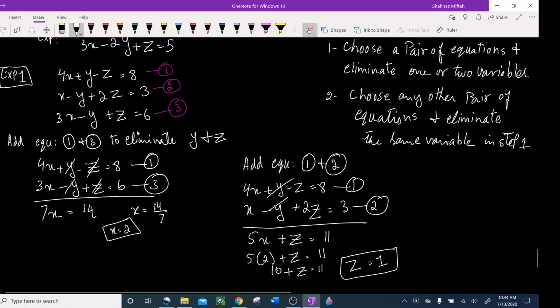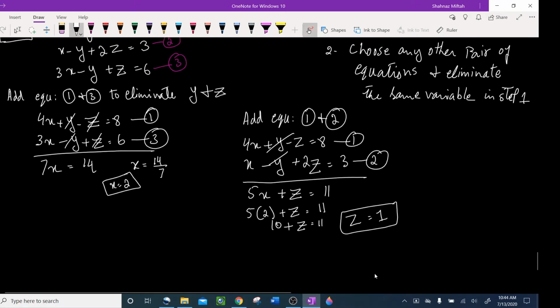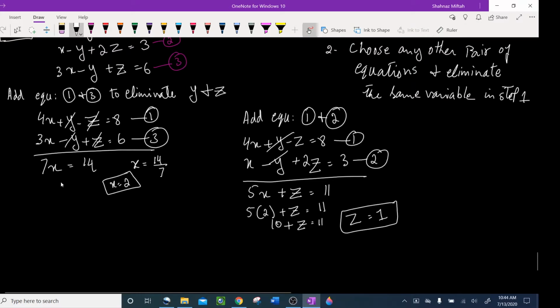Any one of those equations, plug in the x value and z value, and you will get the y value, and you will be done. So in this case, I'm just going to pick equation 2 randomly. You can pick any. x minus y plus 2z equals 3. That's equation number 2. Okay, so plug in the x, which is 2.